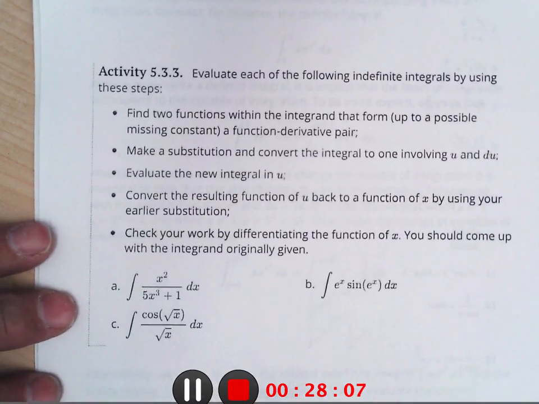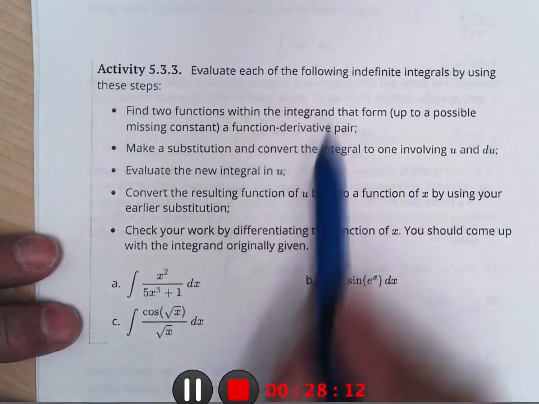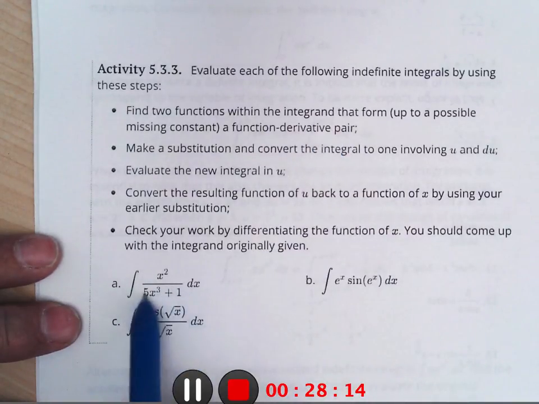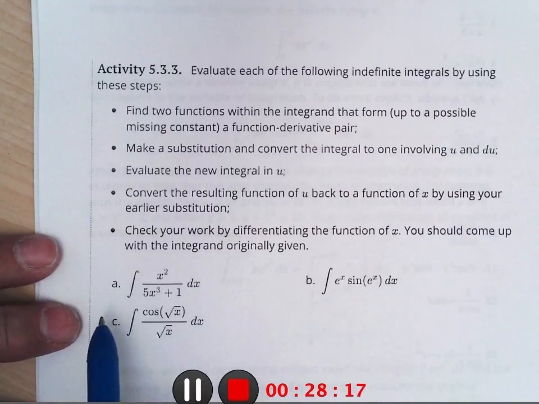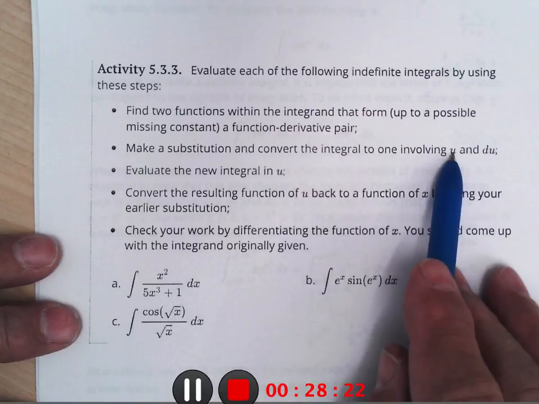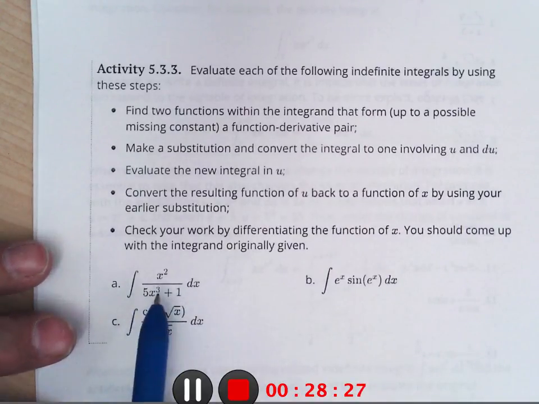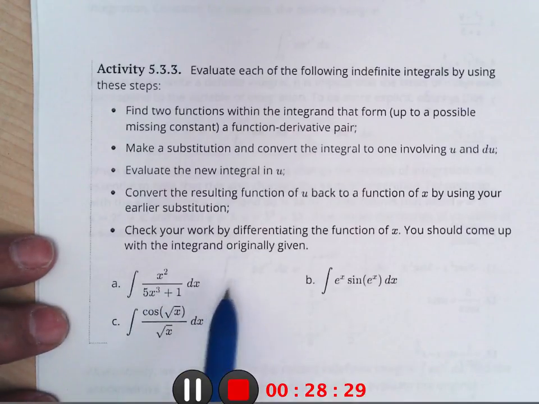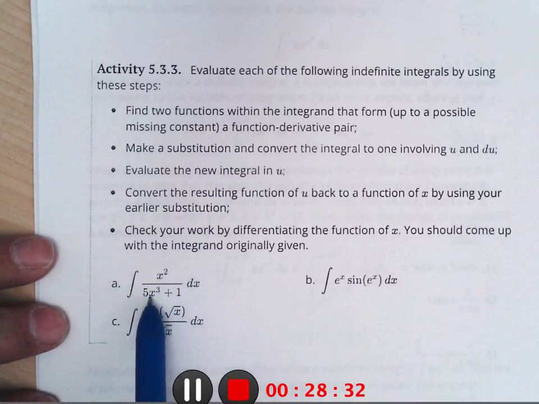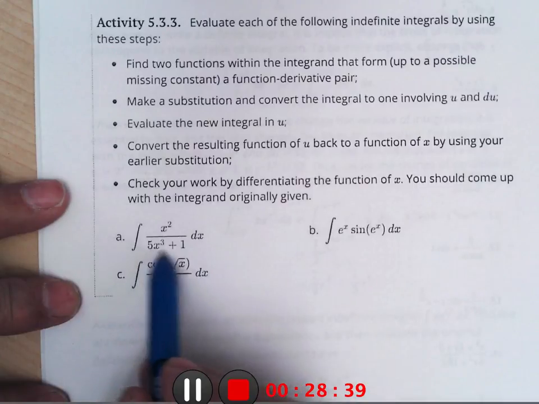So now, find two functions within the integrand. Well, I see this one and this one. Make a substitution and convert the integral to involve one u, and hopefully we'll let u be something where the other one has the derivative in it. Well, the derivative, this would be x. That does have it in it, but sums in the denominator again are messy. So I think I'm going to let u be what's in the denominator.